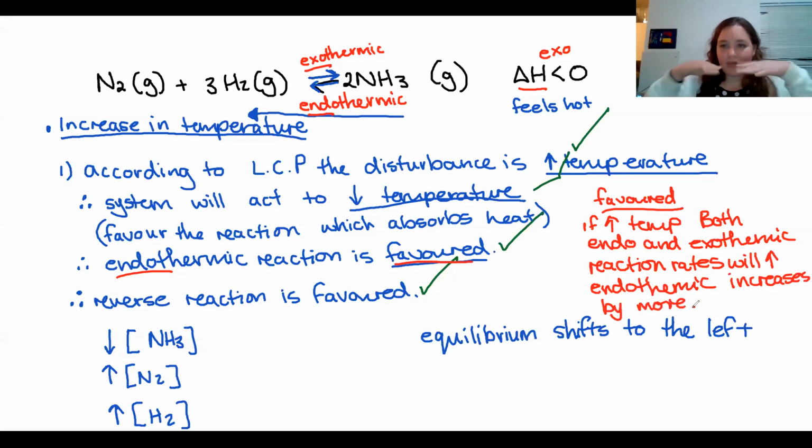All right, so I can do my little mental picture. If we increase the temperature, both rates go up. The exothermic goes up from here to here. The endothermic goes up more. So the endothermic reaction rate will be faster than the exothermic reaction rate, which is why we specifically use the word favored. Okay, will you be told in some way whether the reaction is endothermic or exothermic?